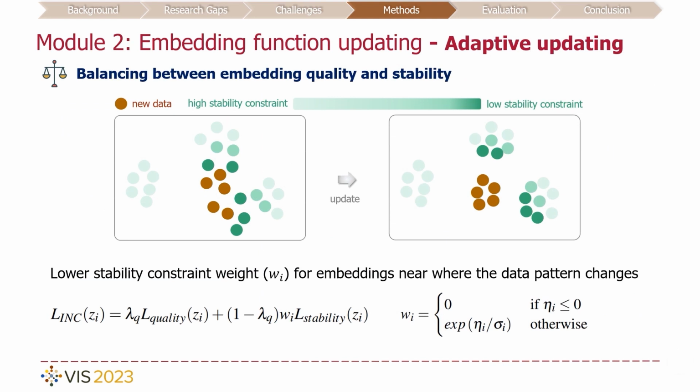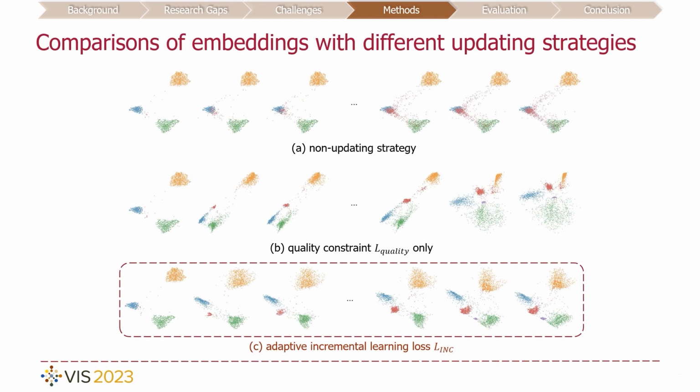As previously mentioned, preserving embedding quality and stability involves a trade-off. When updating the embedding function, it's crucial to strike a balance between these factors in response to changes in data patterns. To achieve this, we introduce the stability constraint weight, enabling data embeddings to be updated when data patterns change, while keeping other data embeddings stable. In this figure, it's evident that embedding results can effectively uphold both high quality and stability when employing the adaptive incremental updating strategy that integrates stability constraints.